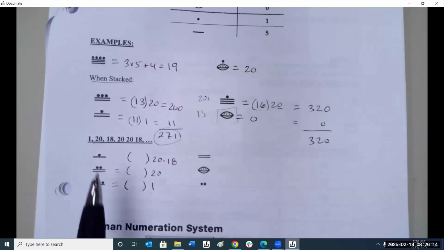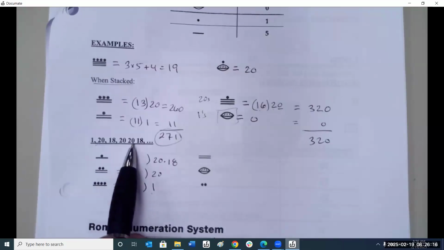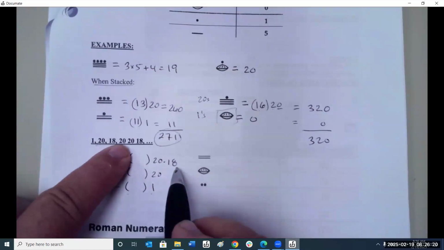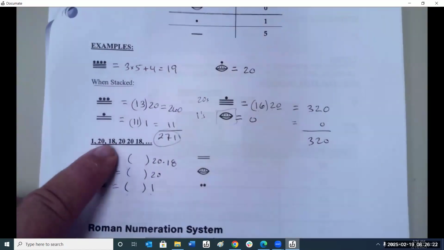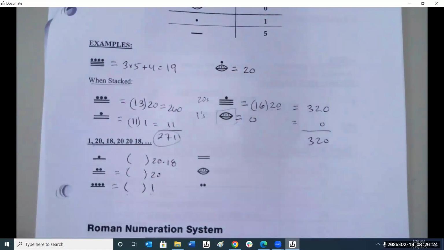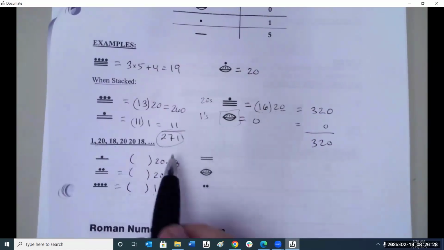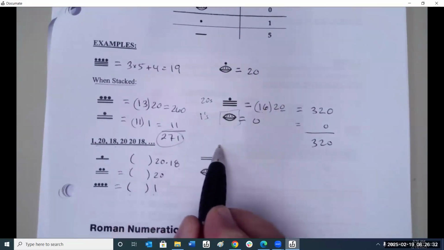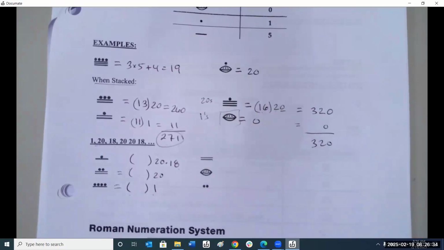The next one would be 20, 18, 20. The next one above that would be 20, 18, 20, 20. 20, 18, 20, 20, 20. You can repeat this pattern. So the next one would be 20, 20, 20, 18. You always add one more 20 each round.